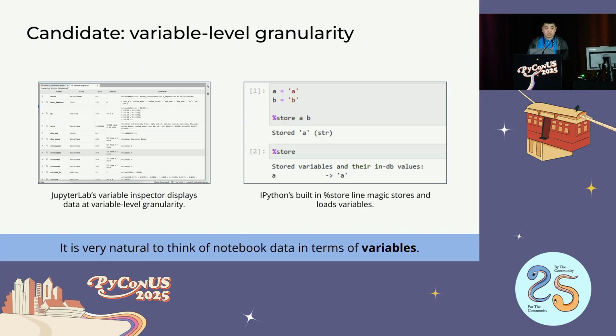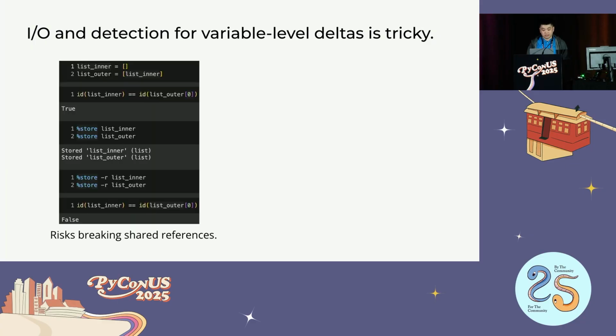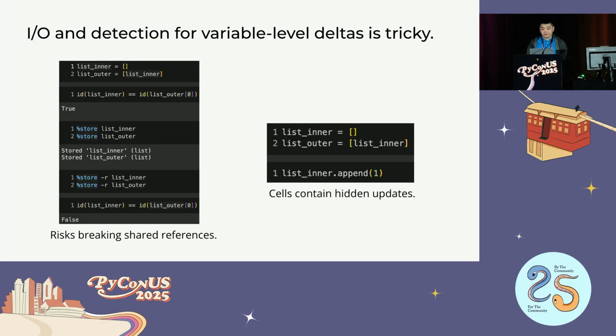But it turns out that detecting deltas and storing deltas at the variable level granularity is actually quite tricky, and it was also what caused the non-trivial problems that we had earlier. If you naively store data variable by variable, you risk breaking shared references. And also, if you detect deltas at variable level granularity, cells can potentially contain hidden updates.